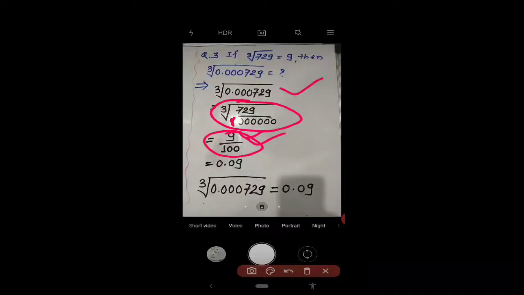When we simplify this, 9 upon 100, then we get 0.09. Hence, the cube root of 0.000729 is 0.09. Okay, in this way, this chapter, indices and cube root, is complete now.